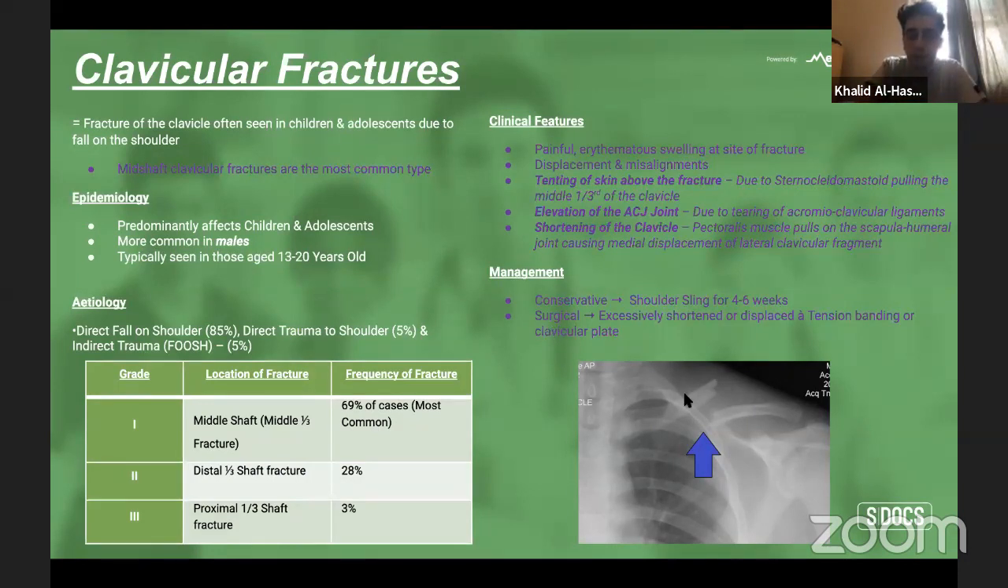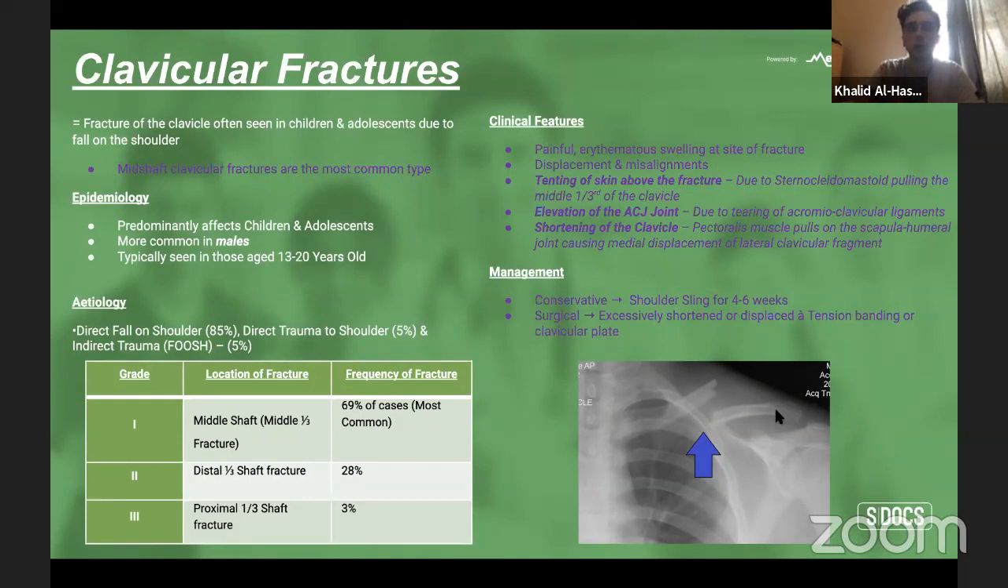So generally here, what you see is a mid-shaft fracture, which is a grade 1. It's likely that there will be tenting of the skin as the proximal portion is angulated upwards, pressing along the skin just above the clavicle, and therefore it forms a tent. There's also elevation of the acromioclavicular joint, as shown here, due to tearing of the acromioclavicular ligaments surrounding the clavicle. And then you will also see that there will be shortening of the clavicle.